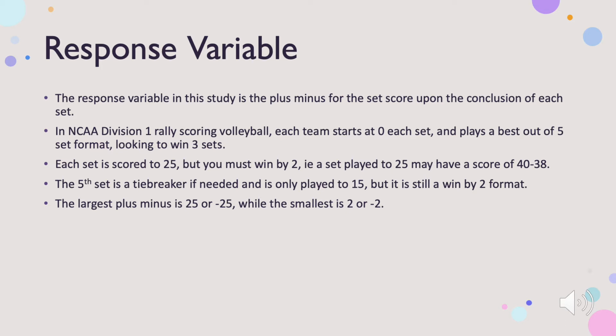In Division I rally scoring, each team starts at 0 each set and plays a best-of-5 set format, looking to win 3 sets. Each set is scored to 25, but you must win by 2. The 5th set is a tiebreaker, only played to 15, but still with a win-by-2 format. The largest plus-minus is 25 or negative 25, while the smallest is 2 or negative 2.